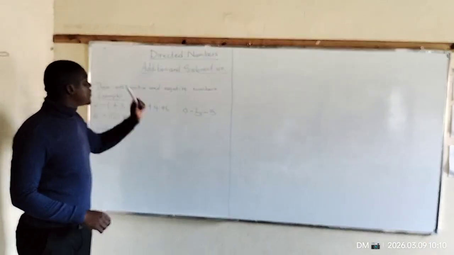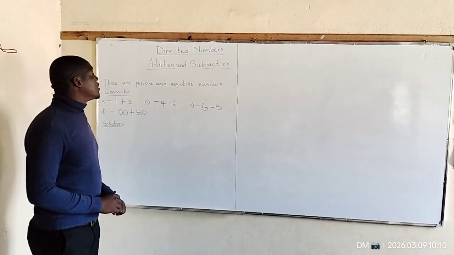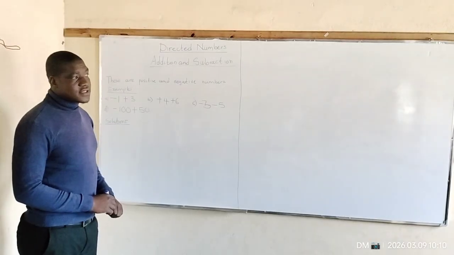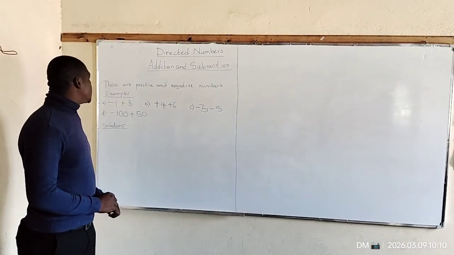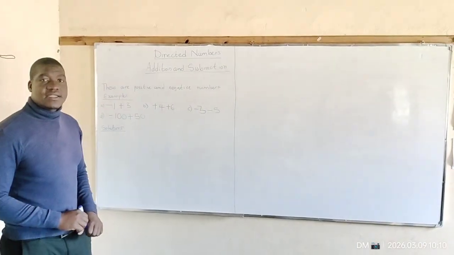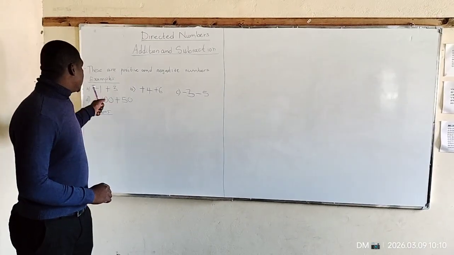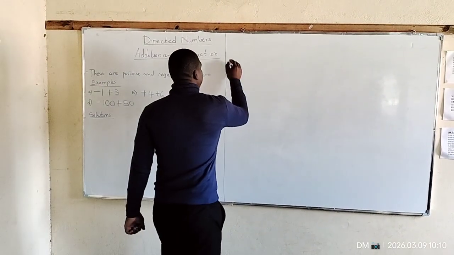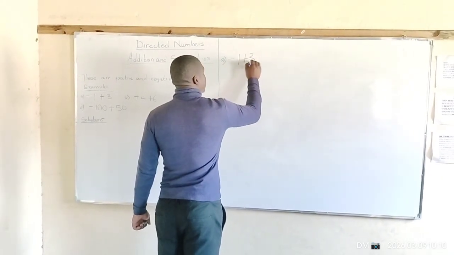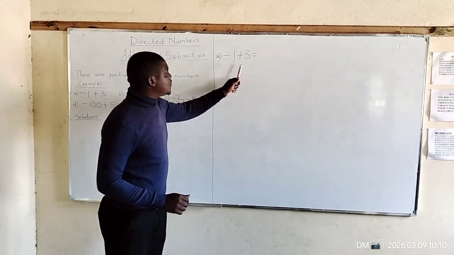As I said earlier, our next topic is directed numbers. Under directed numbers, we are doing addition and subtraction of directed numbers. So the first thing that we're going to do is to define what a directed number is. Directed numbers are positive and negative numbers. Here are examples. Example A: minus 1 plus 3, which is plus 2.